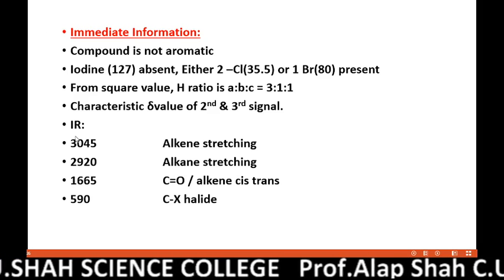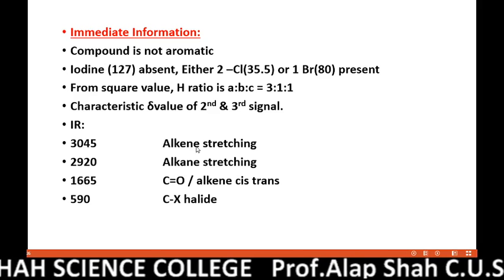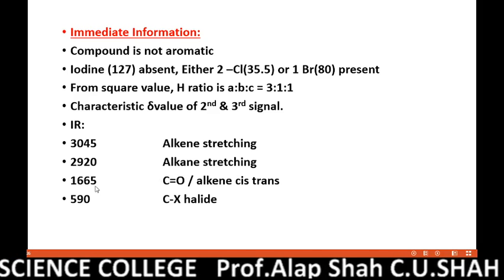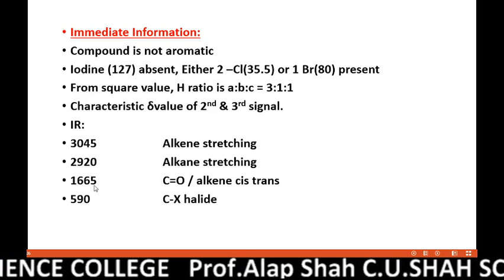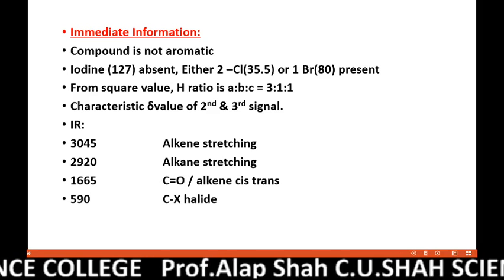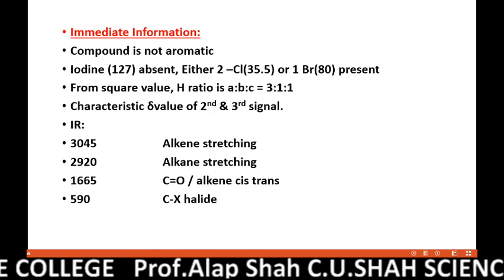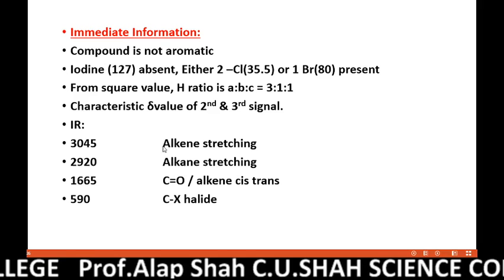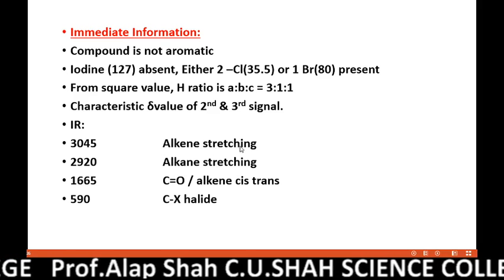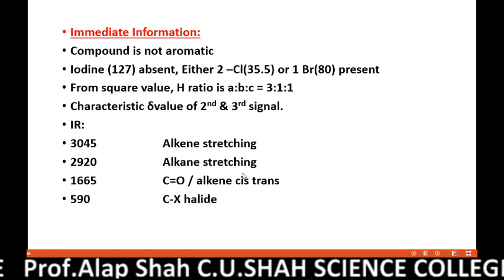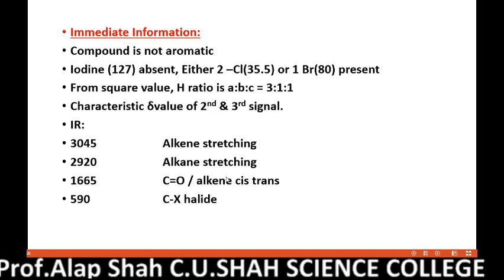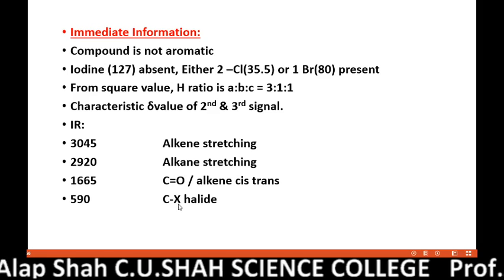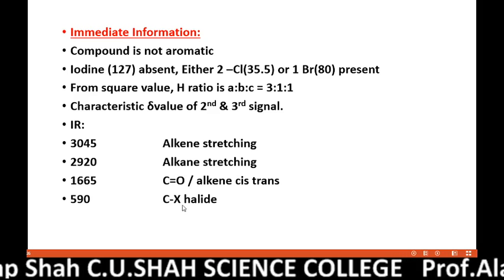Okay, 3045, that is alkene stretching. 2920, alkane stretching. 1665, there are two probabilities, either carbonyl or alkene cis trans. But here we can say that 3045 alkene stretching is already present, so most probably alkene cis trans should be there, and 590 is of the carbon halogen bond, and also halogenated is mentioned.